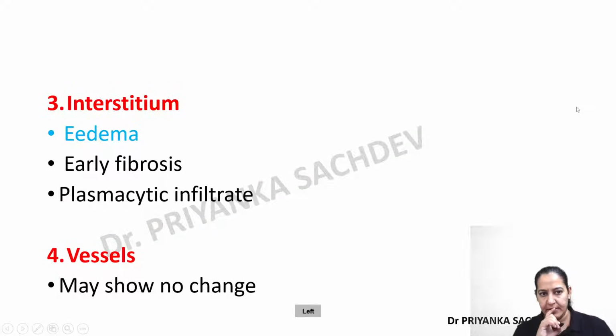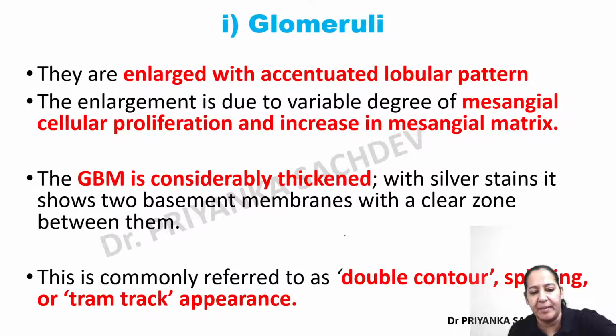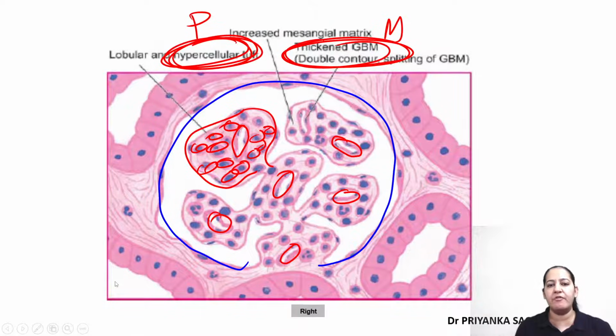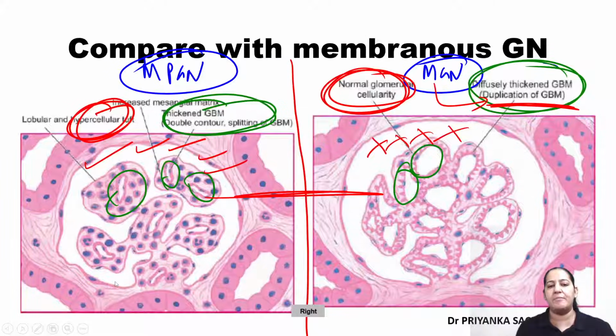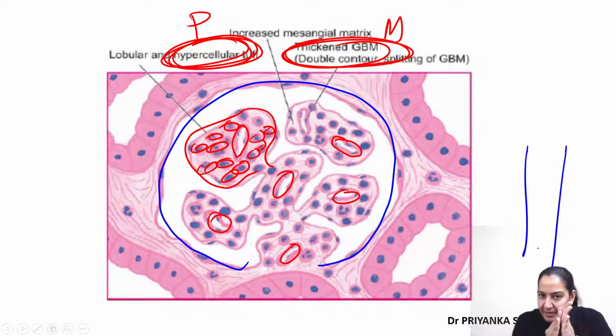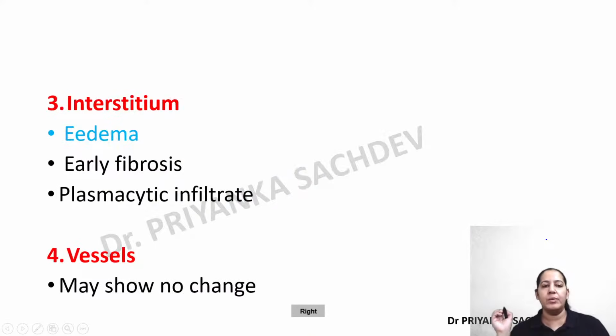Give me a minute. Basement membrane is thickened so much that it is known as double contour basement membrane. It is known as double contour basement membrane or splitting or tram track appearance. You know the meaning of tram track. What is the meaning of the tram track? Tram track means two parallel lines. So the basement membrane is split from between because there are lymphocytes and neutrophils in between. So it is known as tram track appearance. So we are done with these two.